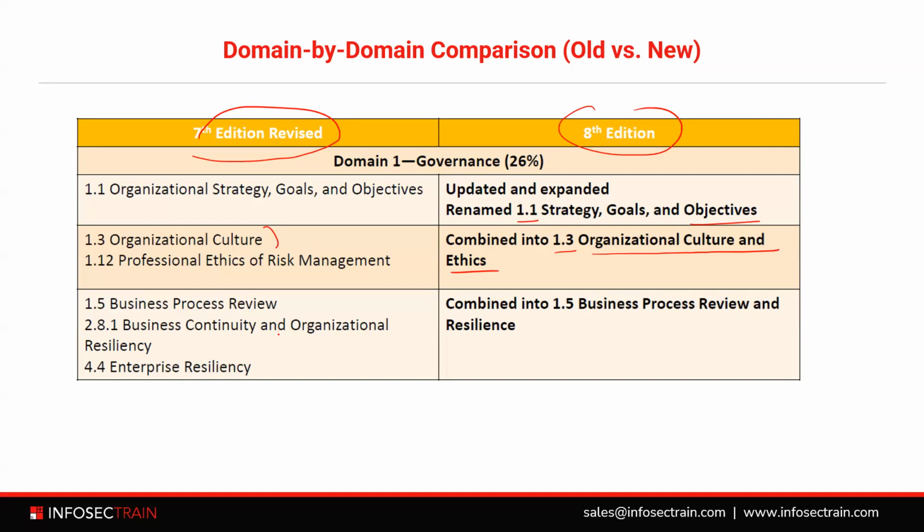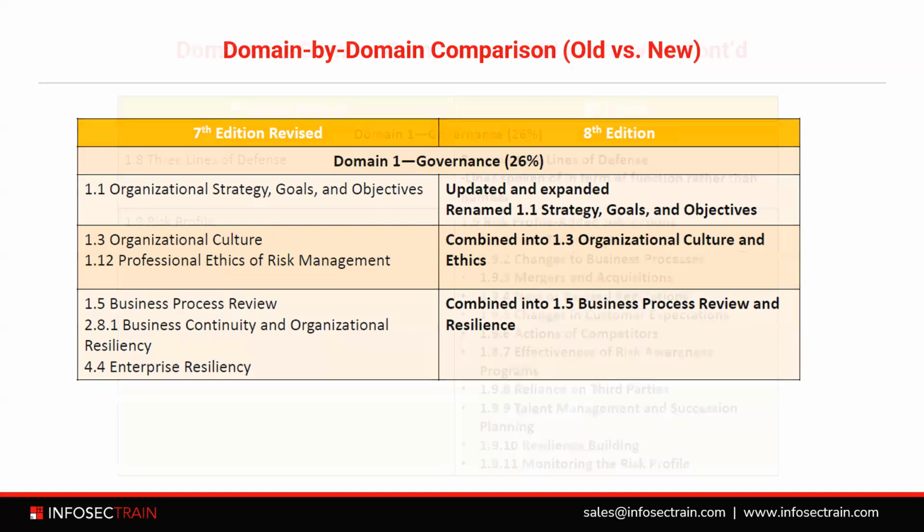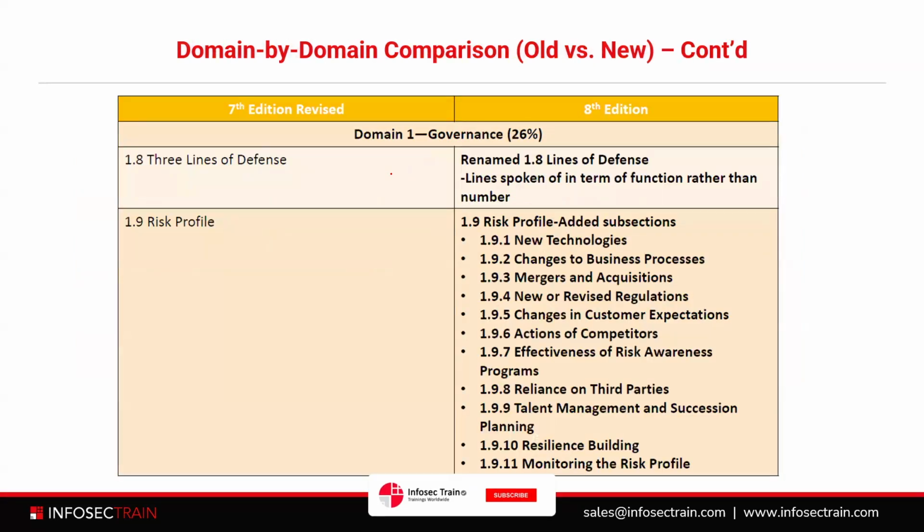Section 1.5 business process review, 2.8.1 business continuity and organizational resiliency, and 4.4 enterprise resiliency have now been combined into one section, which is section 1.5 business process review and resilience. Let's continue. We are with domain 1 governance, and still with the changes in the structure of domain 1.